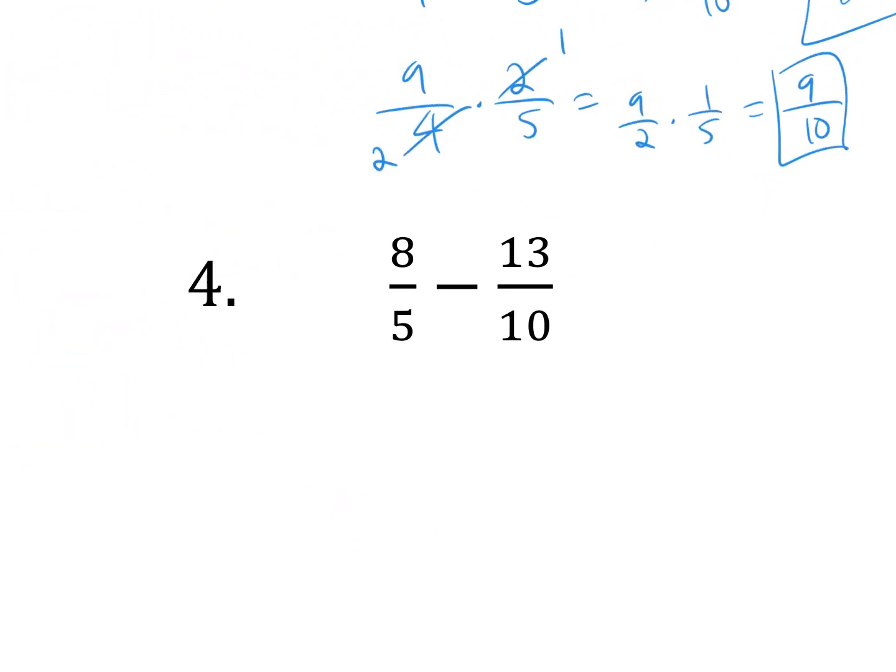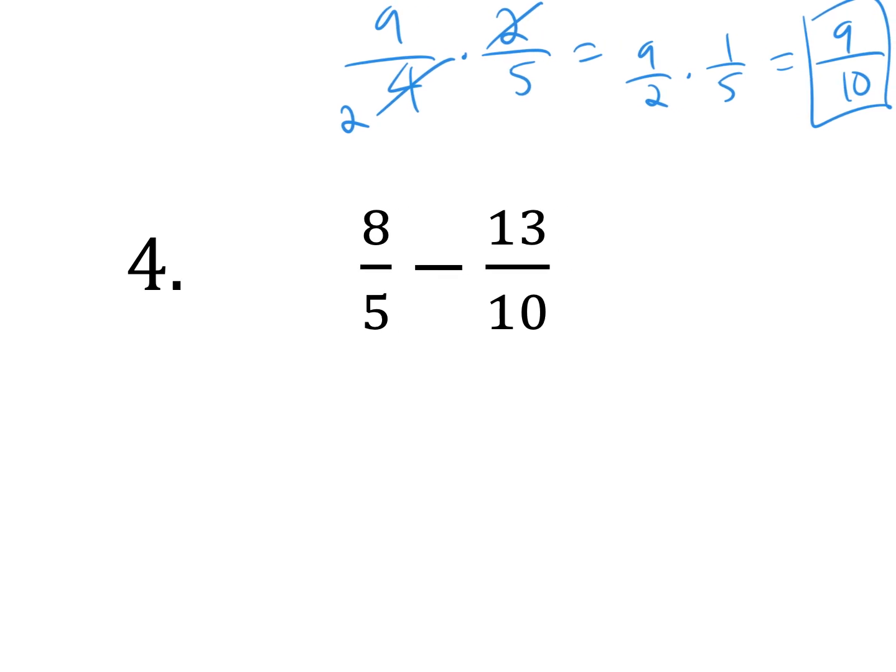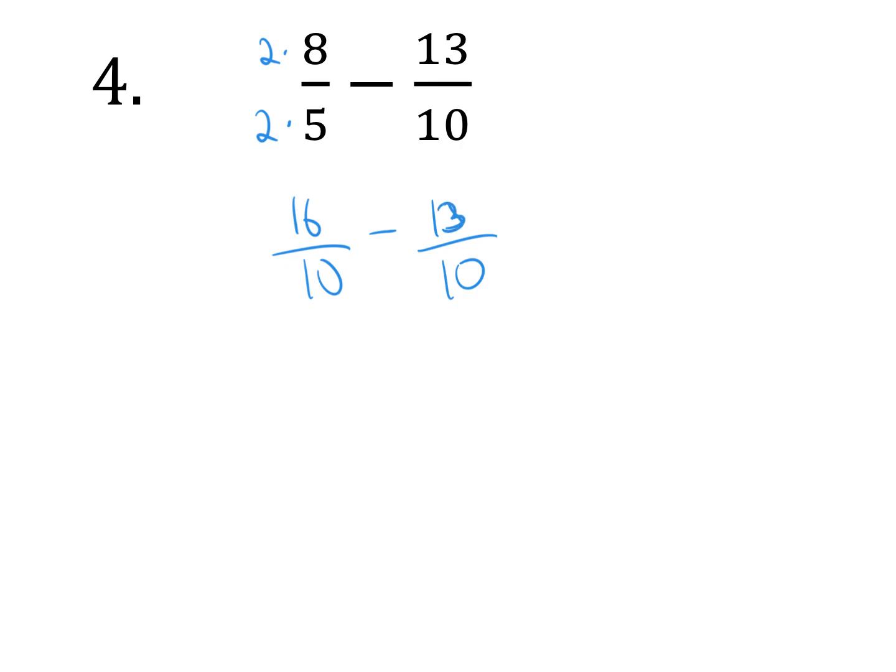How about number 4? Similar thing. Adding and subtracting, we need a common denominator. So what's the common denominator between 5 and 10? What do you think? Well, we don't always have to multiply both. We can sometimes multiply 1. So actually the common denominator between 5 and 10 would be 10, right? So we can keep this one the same over here. What's 5 times what is 10? 2. So we have 2 times 8 is going to be 16 over 10 minus 13 over 10. And we get 16 minus 13 is going to be 3. So we get 3 over 10.